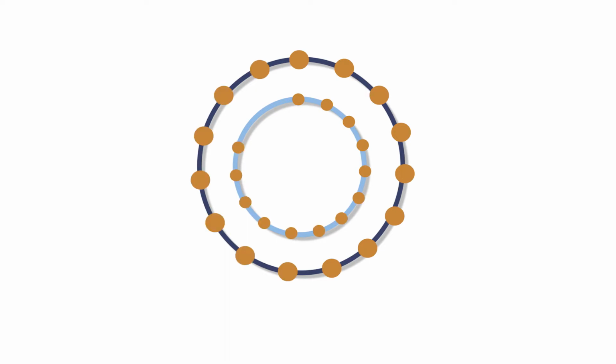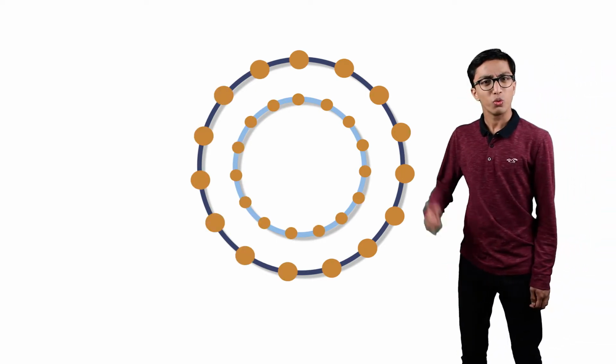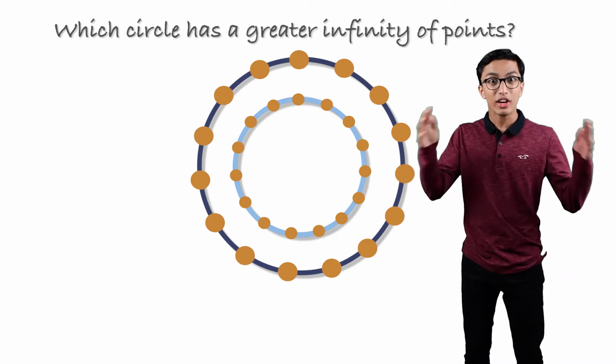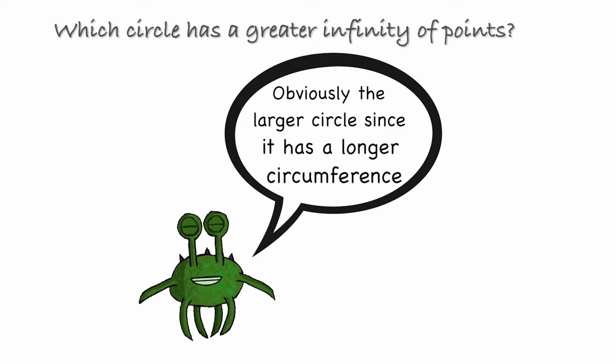We know that the circumference of any circle has an infinite number of points. But which of these two circles has a greater infinite number of points? Obviously the larger circle, since it has a longer circumference. No, both circles in fact have the same infinite number of points.